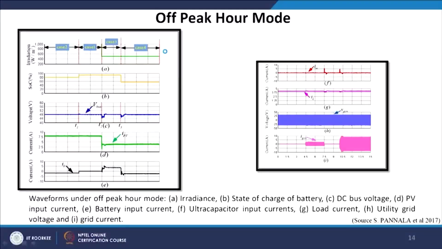When you move to the off-peak hours, we can see the scenarios where the voltage bus is very close to 48, excluding a couple of variations. This is my PV current and this is my battery current variation, and these are the characteristics for your ultracapacitor current and load current, with almost the same characteristics, but here we have separated out the last 4.